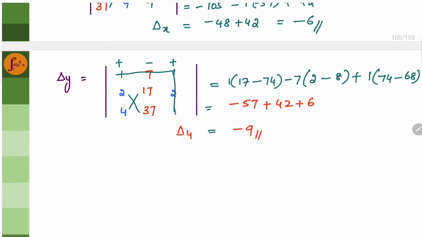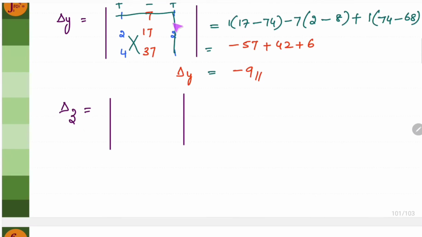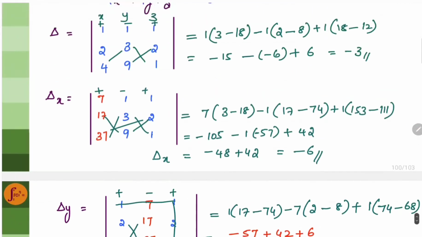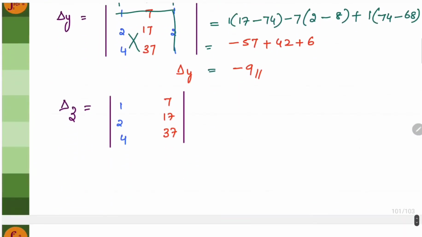This is determinant y. For determinant z, we'll replace the coefficients of z, that is the third column, with constants. What are the constants we have? 7, 17, 37. So the third column we have replaced with constants. The first two columns will be retained. The first column is 1, 2, 4. The second column is 1, 3, 9, that is the coefficients of y.